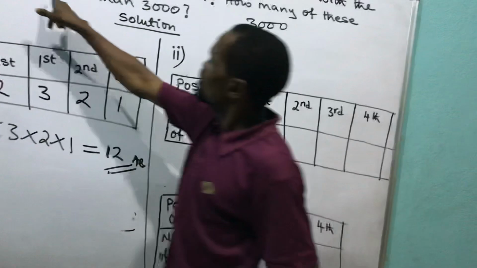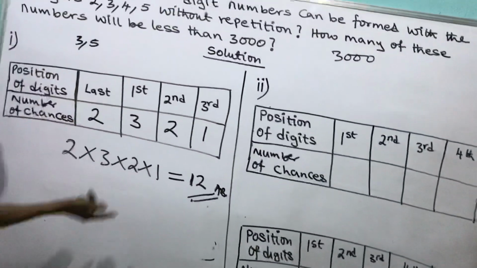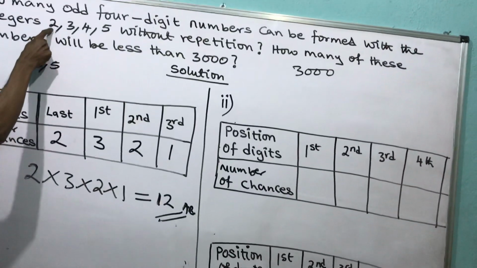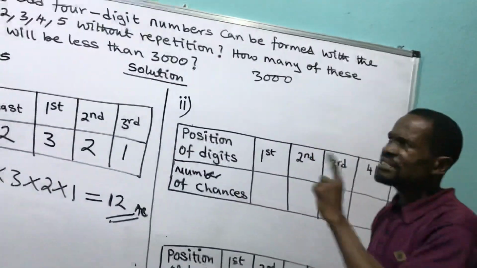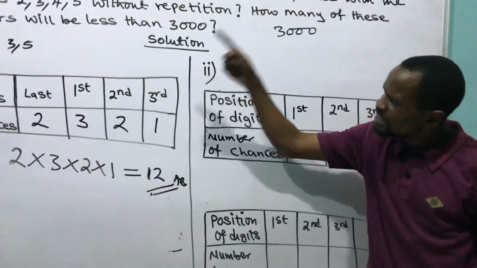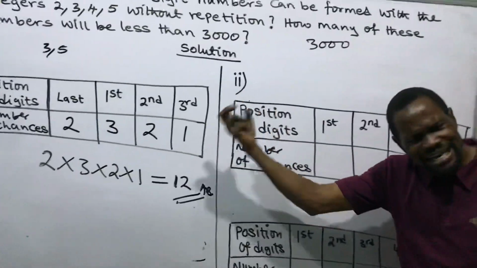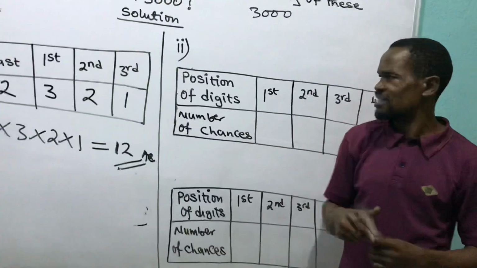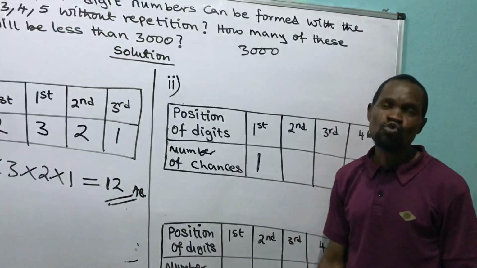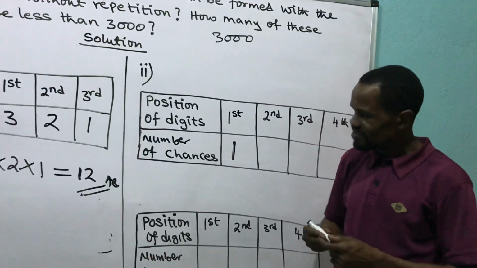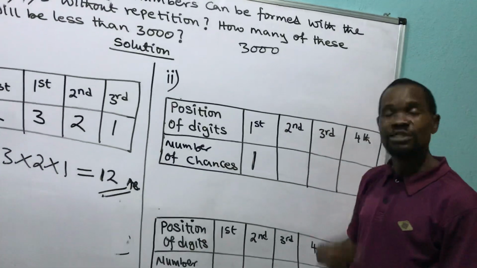Looking at the digits they give me, 2, 3, 4, 5, how many of them are less than 3? Only 2. So my first digit must be less than 3, and the only one less than 3 is 2. How many ways can I select the 2? Only 1 way. That means my first digit can be taken in 1 way. That's the number of ways.